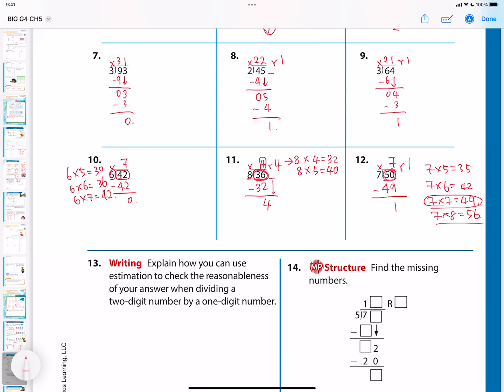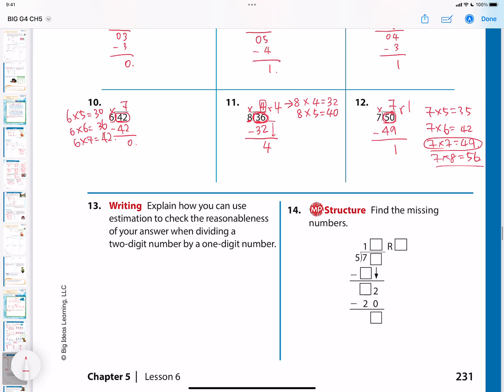Now explain how you can use estimation to check the reasonableness of your answer when dividing a 2-digit number by a 1-digit number. It's easy, because if your estimated quotient is close to the actual quotient, then your answer is reasonable, right? So should I write it? Okay.